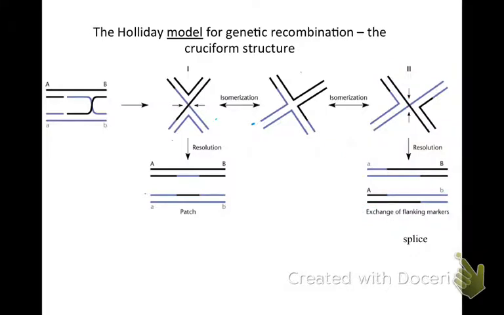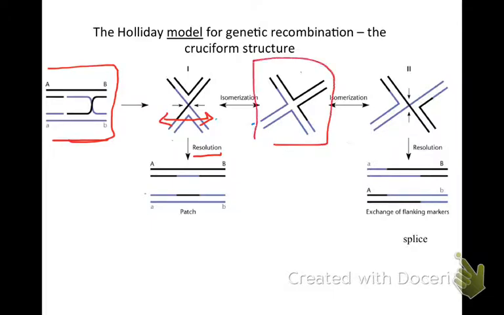So just to recap, we've got our crossover occurring here. That's our starting material. We can have resolution, or we can have an isomerization here to give us this structure, a second isomerization in this plane to give us structure B, and when that resolves we get a different product.